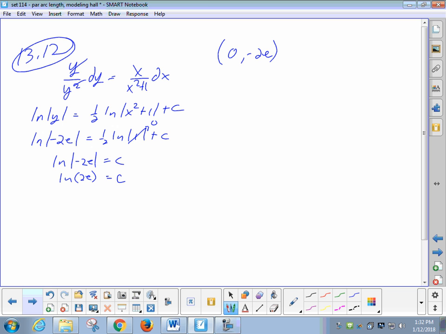All right. So going back to where we're at, natural log of the absolute value of y is 1/2 log of x squared plus 1, the absolute value is not really necessary because it's positive, plus the natural log of 2e. Now, I didn't say it in there, but I want you to solve for y as a function. Find a single function of y. So solving for y now, what do you do first?